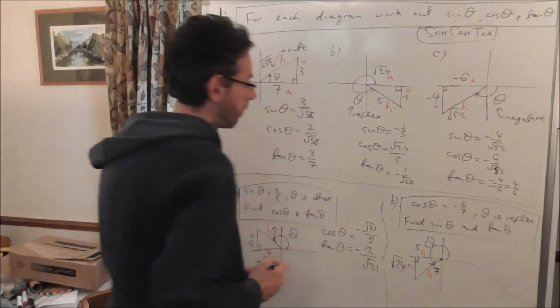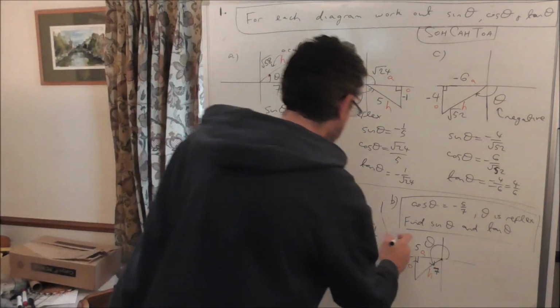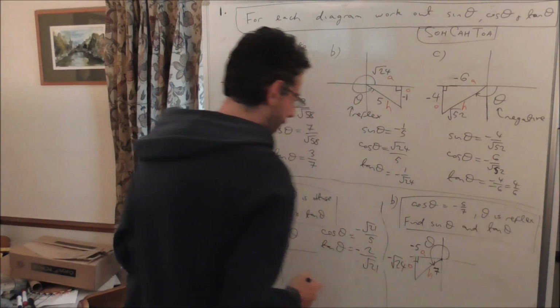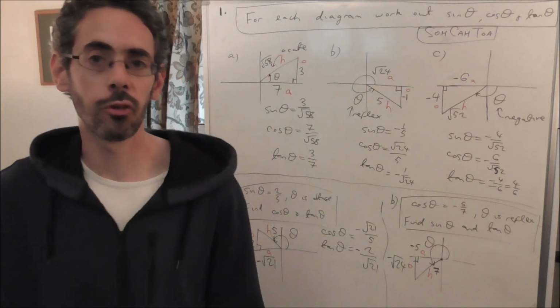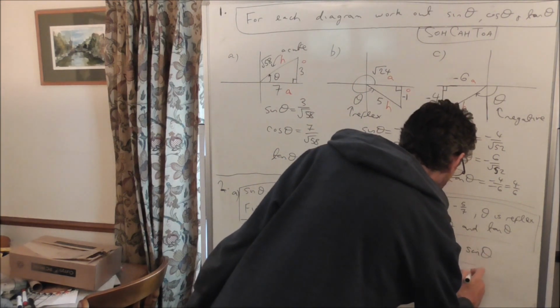Root 24. And the adjacent side is going to the left, so it's negative, and the opposite side is going down, so that's also treated as a negative number. So now we can answer the question. We can say what sine theta is and what tan theta is.